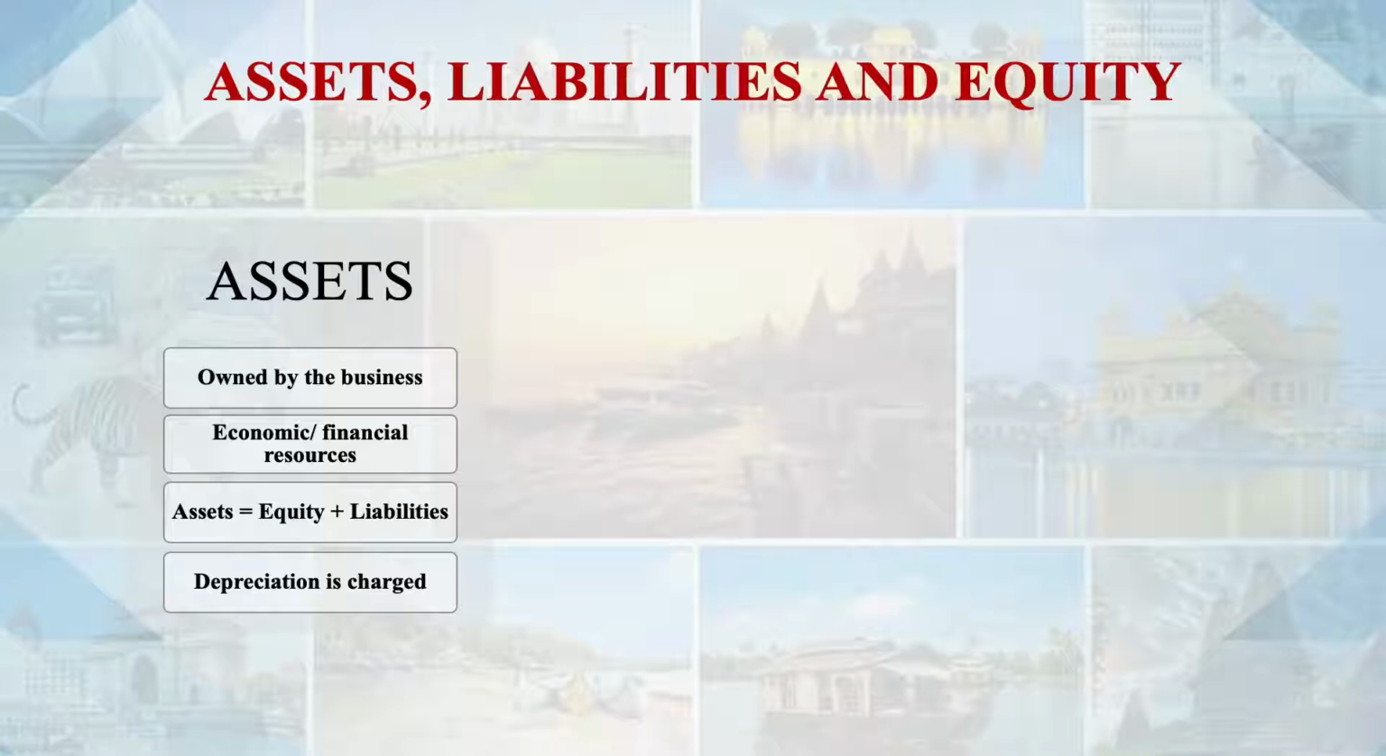Then what are assets? Assets are always equal to equity plus liabilities, and because these are assets, these are being used by the business for a very longer period of time. These are the investment for a very longer period of time. So they are subject to depreciation. Depreciation means the decrease in the value of assets. So whenever there is a decrease in the value of assets, we charge depreciation in the balance sheet. So this is what is an asset.